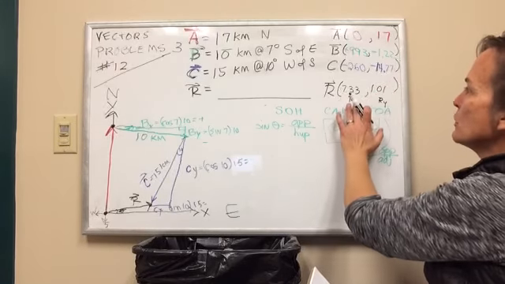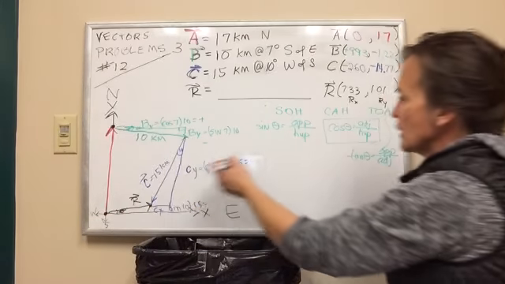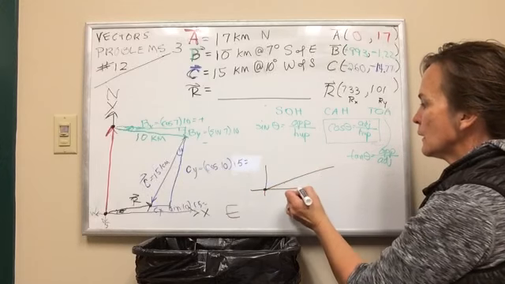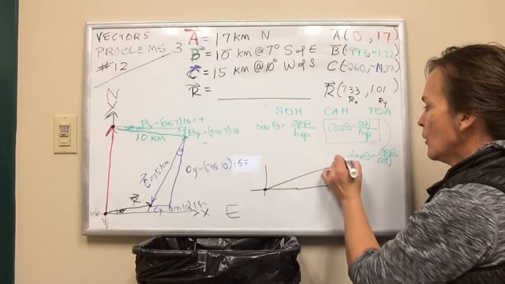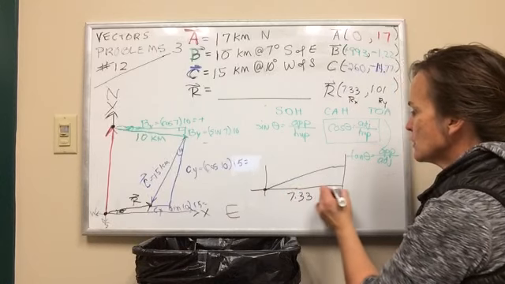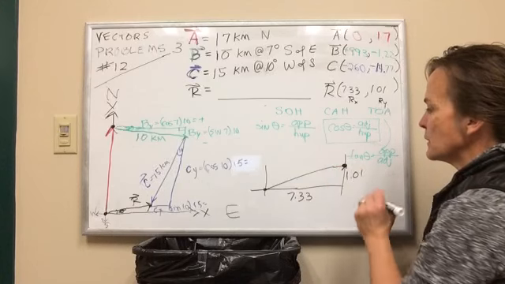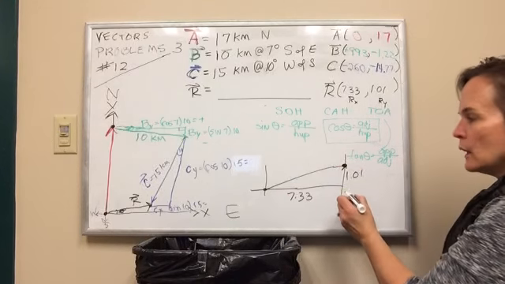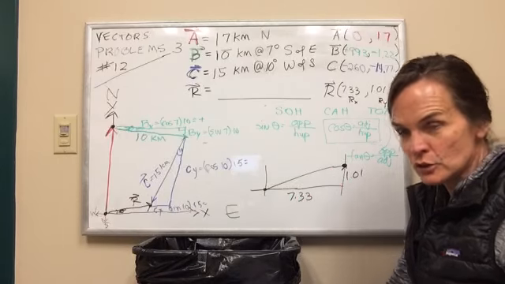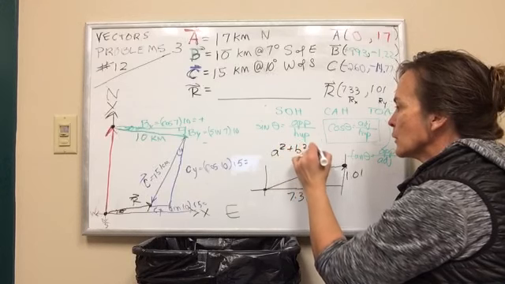So what we've done is found the R sub x and the R sub y components. On this picture, here's our 0, 0 point. What we know now is we've got 7.33 in the x direction, we've got 1.01 in the y direction, and we've ended up at this point. We know two sides, and if we want the third side, we can use the Pythagorean theorem: a squared plus b squared equals c squared.